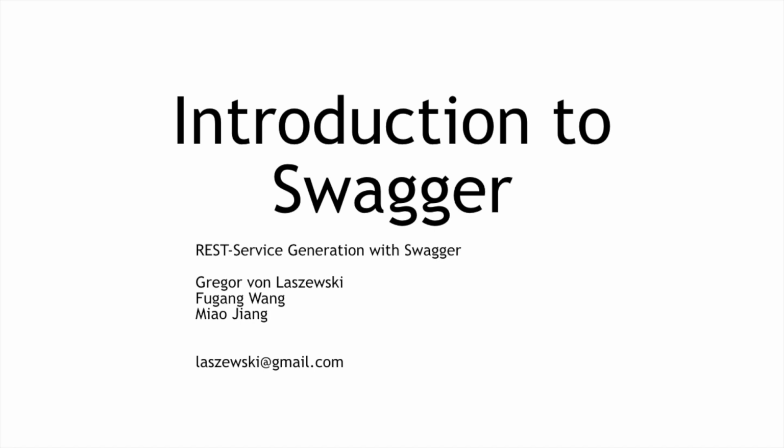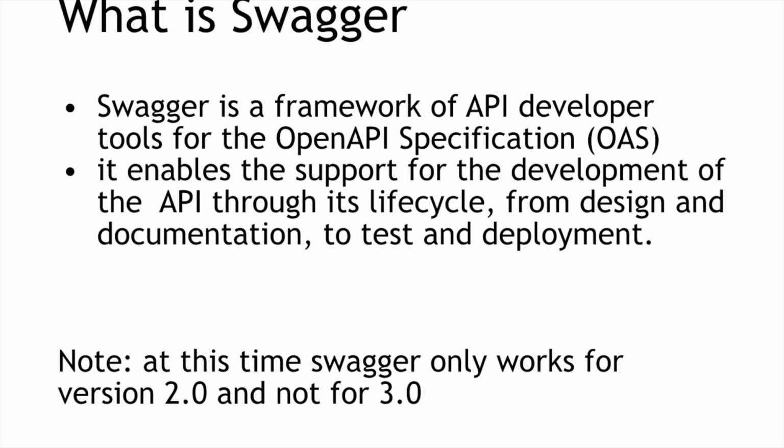Swagger is a tool that allows you to specify and generate REST services in a relatively easy fashion. We will be going into this and start with the definition of what Swagger is. Swagger is a framework for API developers and provides tools for the development of a specification that is called OpenAPI.